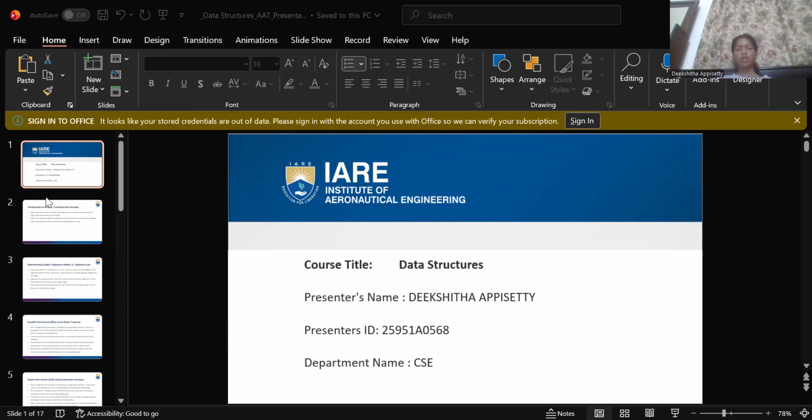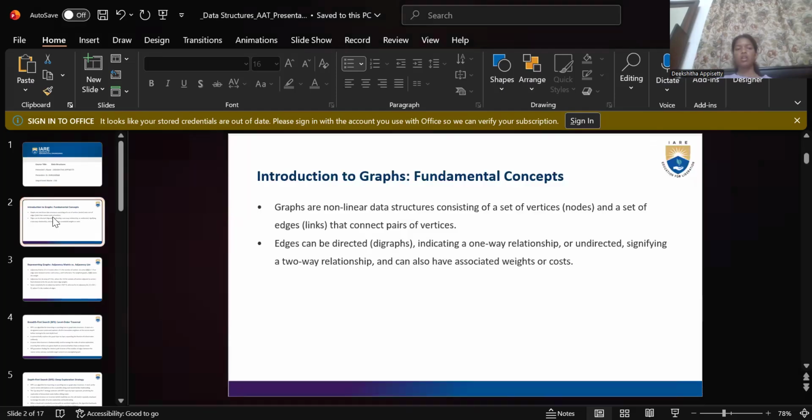Myself, Deekshita. Today I'm going to do a tech talk on data structures. The introduction of graphs, fundamental concepts.